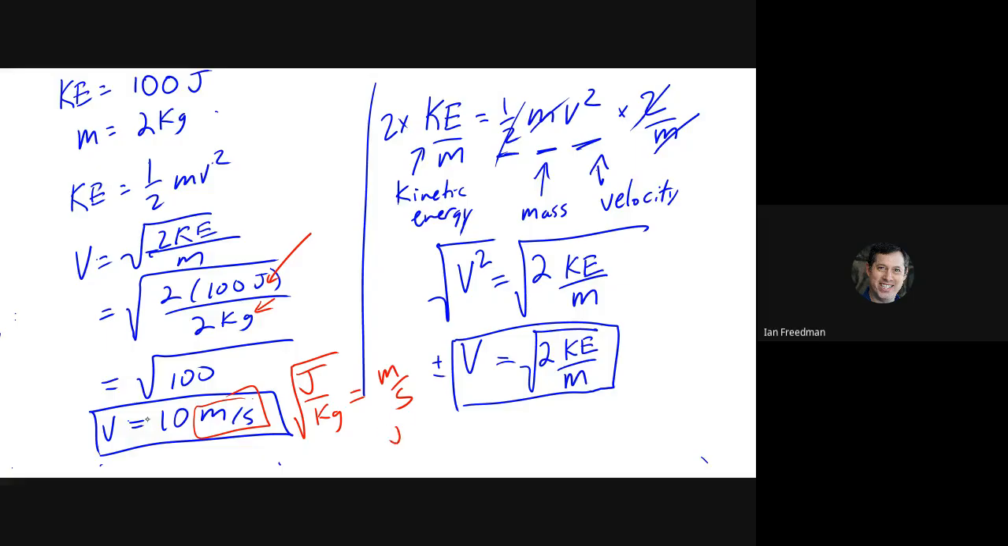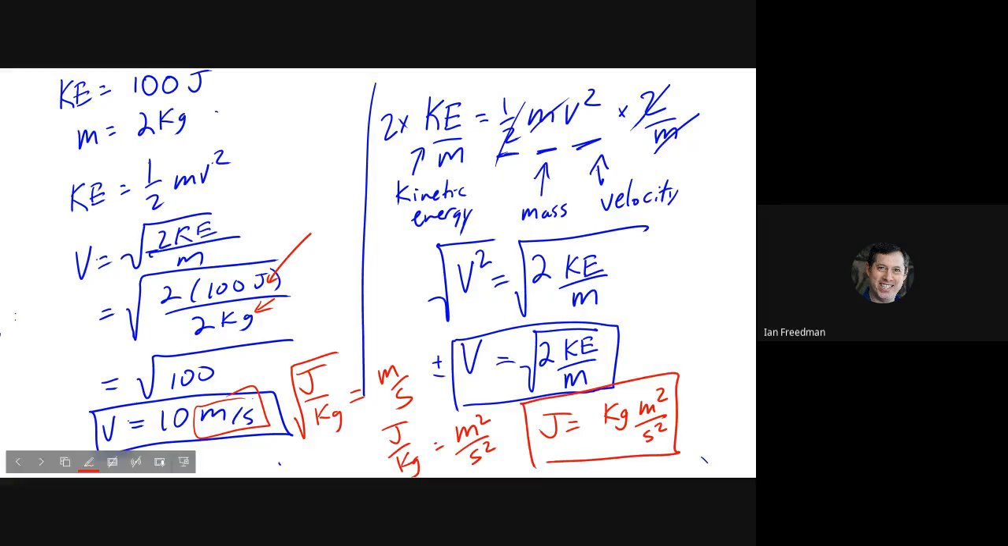So you could say joules divided by kilograms is equal to meters squared per second squared, which is what I get when I square both sides. And you could then solve for joules by multiplying both sides by kilograms. So then kilograms meters squared per second squared. So you could solve for a joule if you want to, using the same techniques we've just learned.